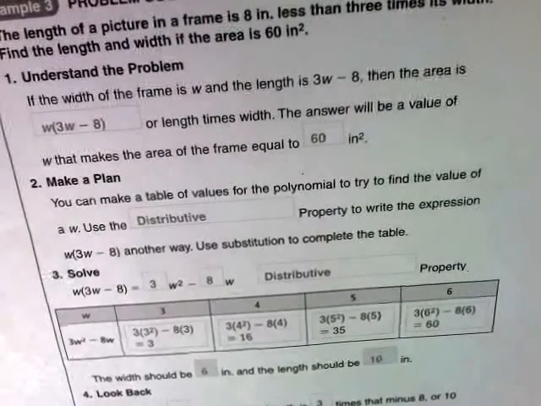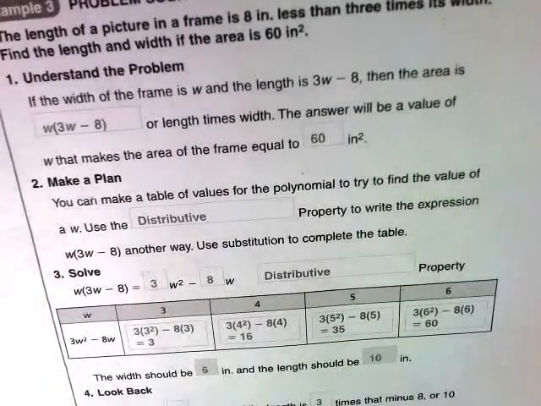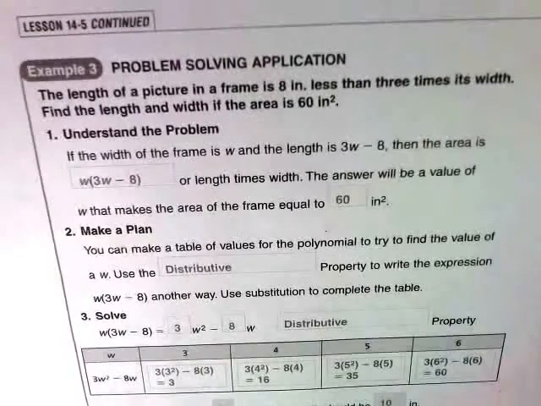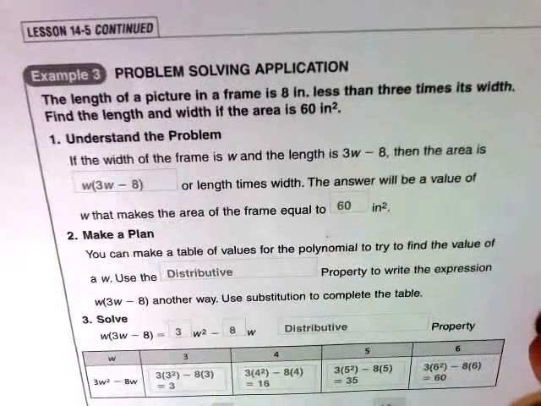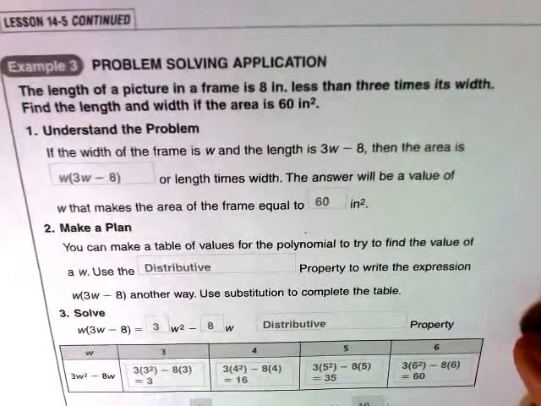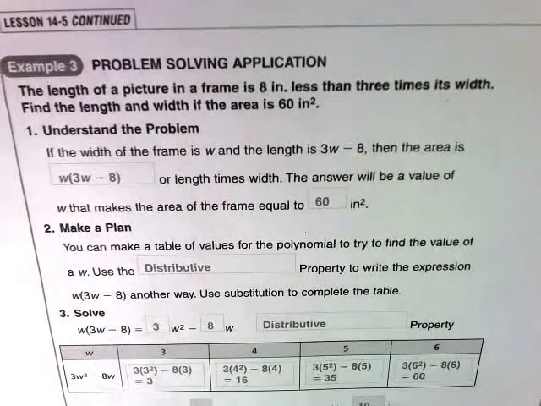Now as we take a look at the next question here, here's our problem solving question. It says the length of a picture frame is 8 inches less than 3 times its width. Find the length and width if the area is 60 inches squared. Alright, so we're going to call the width of the frame W. And then from that, we can generate the length, because what they said here is it's 8 inches less than, or otherwise subtract 8 from that W, but it's 3 times that width. So 3 times W minus 8.